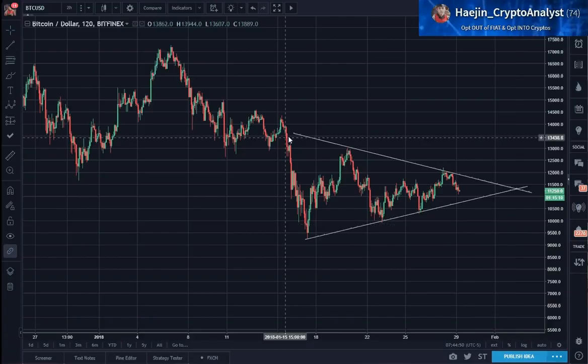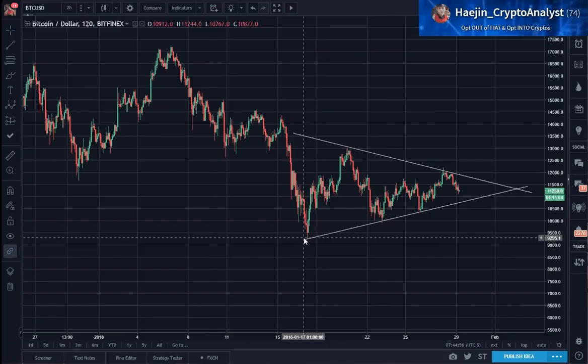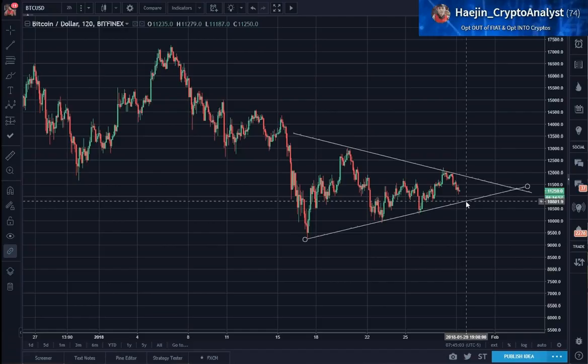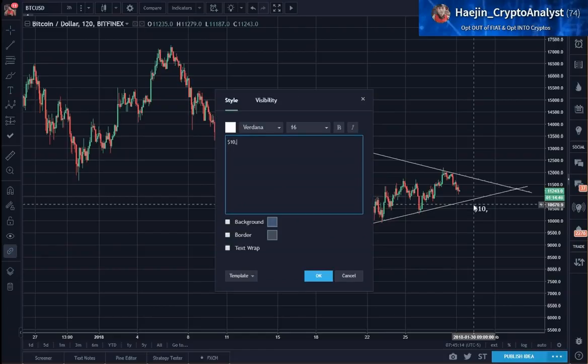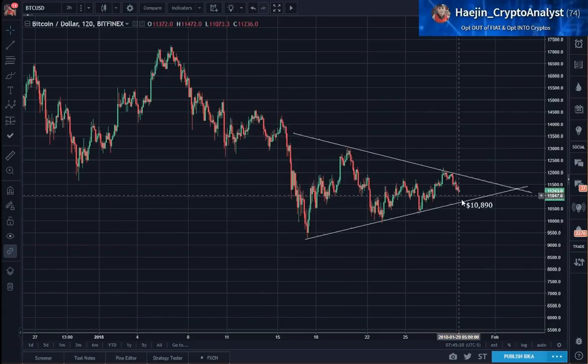So, anyways, here is a pattern that's being patterned out. And if this is correct, 10,800 could be a point that could be reached, 10,900 or so. Where it touches.